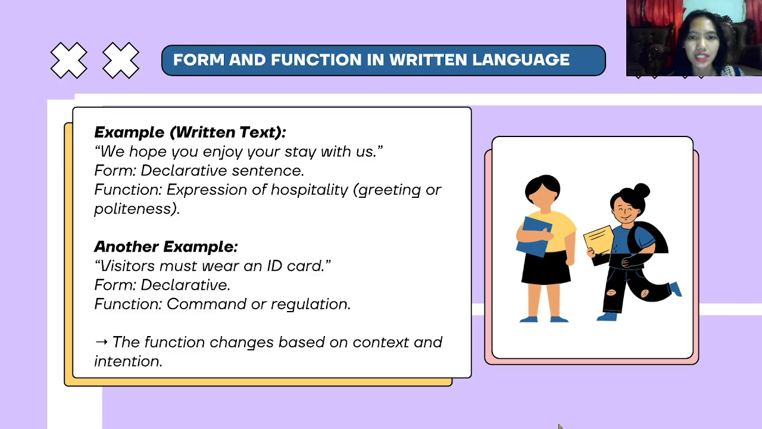Form and function in written language. Example, written text: we hope you enjoy your stay with us. Form: declarative sentence, function: expression of hospitality, greeting or politeness. Another example: visitors must wear an ID card. Form: declarative, function: command or regulation. The function changes based on context and intention.